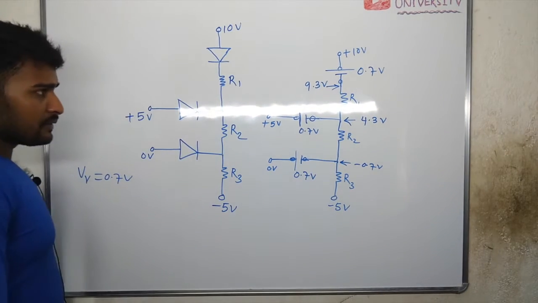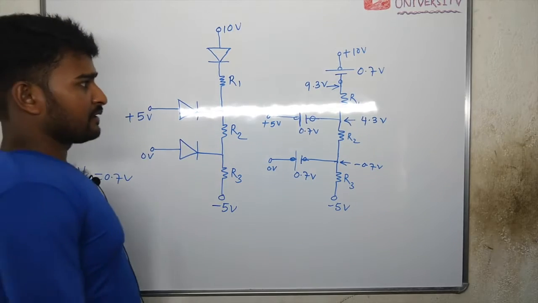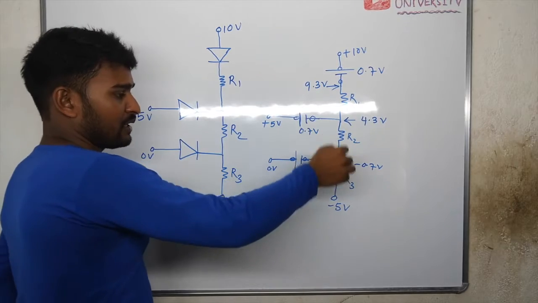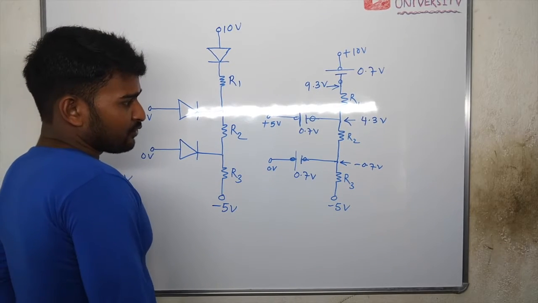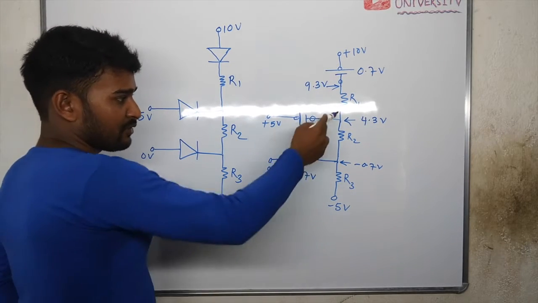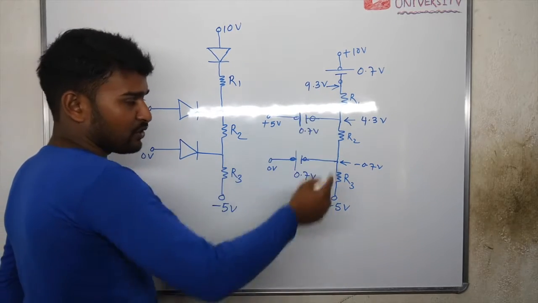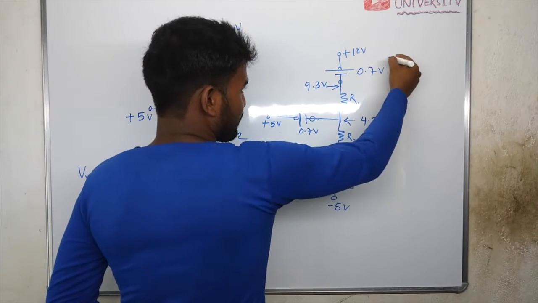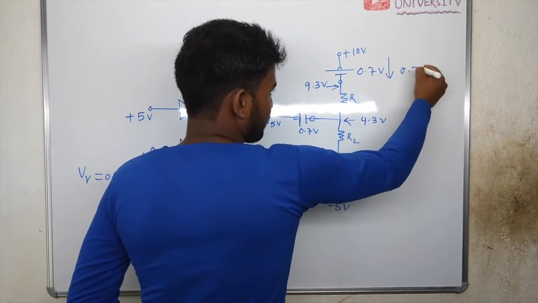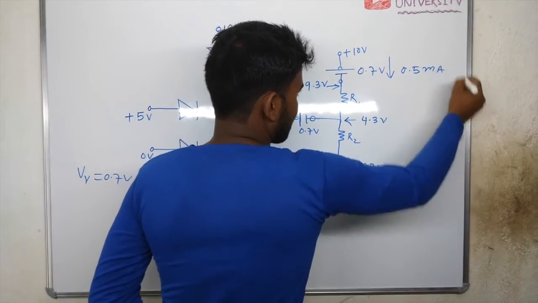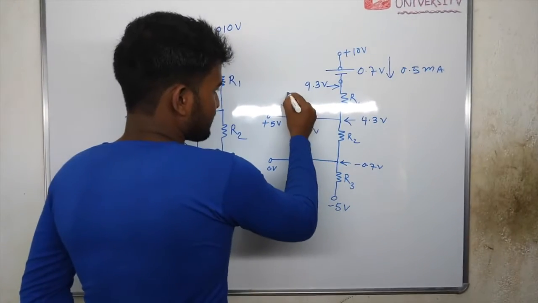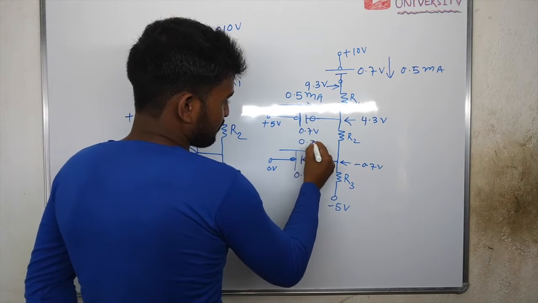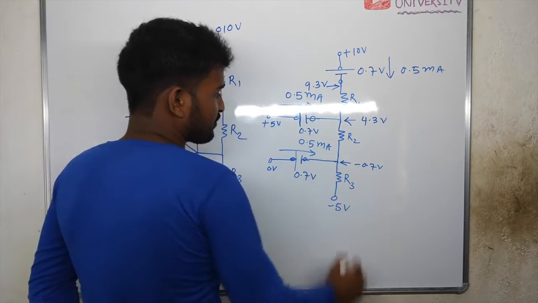The question is about what is the value of R1, R2 and R3. In order to find out R1, R2, R3, we need to know the current flowing through each resistance. It is given that the forward current through each diode is 0.5 milliampere. So the current in this path is 0.5 milliampere, the current in this path is also 0.5 milliampere, and in this path also, this is your forward current, 0.5 milliampere.